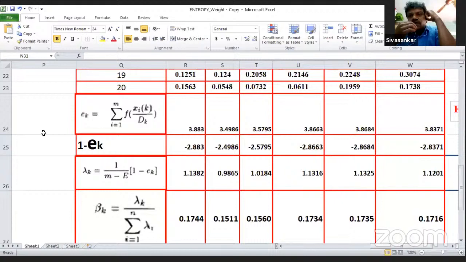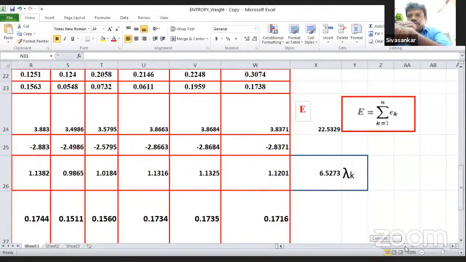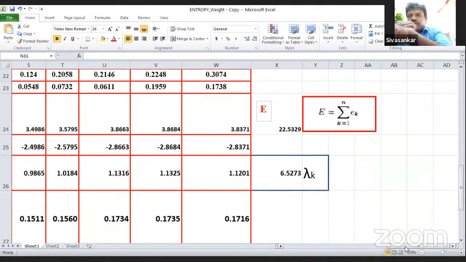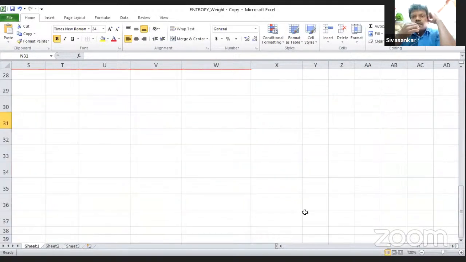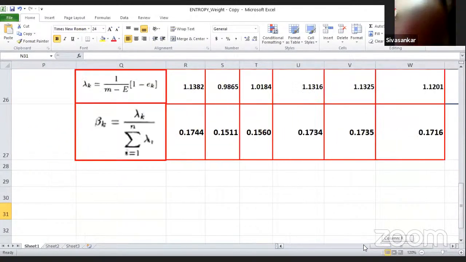Go to the right end. Right. The summation of all E suffix k is called capital E. This capital E is known as entropy. Okay. All are simple calculations, right? So from this, yeah, fine.